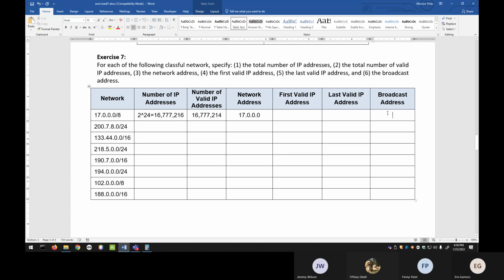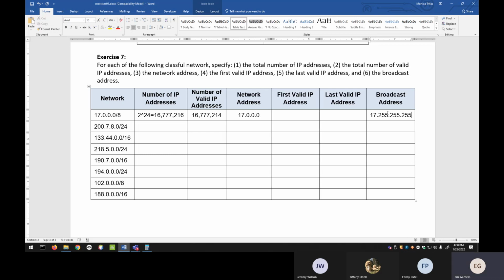So how do we get the broadcast IP address? We saw a slide that was saying how to get it. Correct. It will be 17.255.255.255. This is correct. So let me remind you how we can compute that.